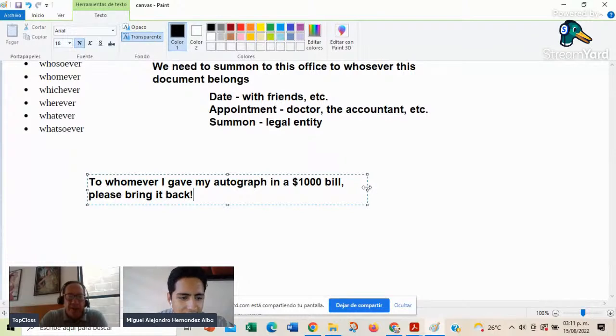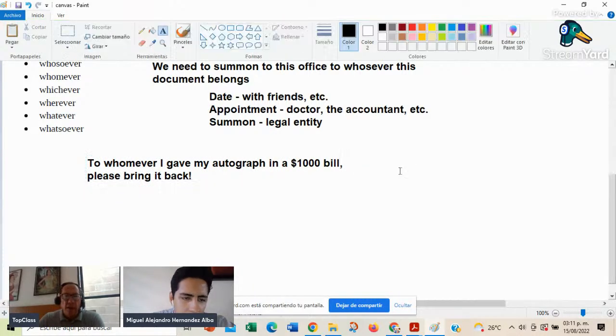right? So that person received something. Whomever is when you are giving something or receiving something. To whomever is a quien; that person receives something. But the person is not specific, not determined, is a quien yo le haya dado, or that person received the action, right?